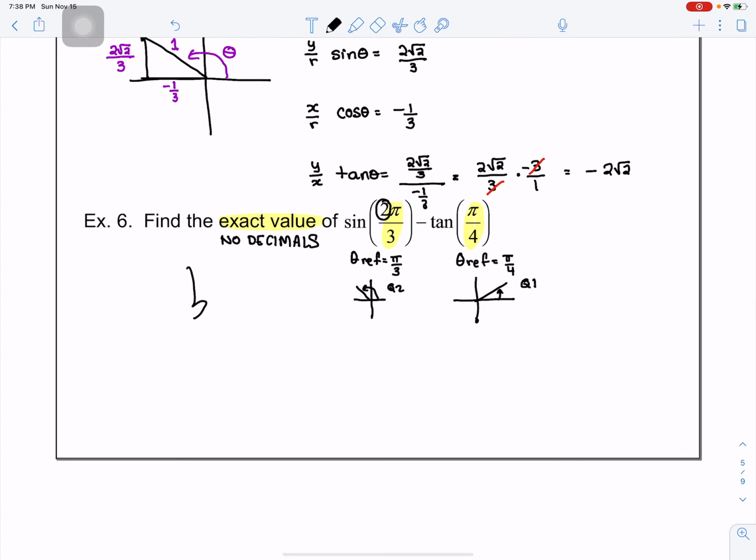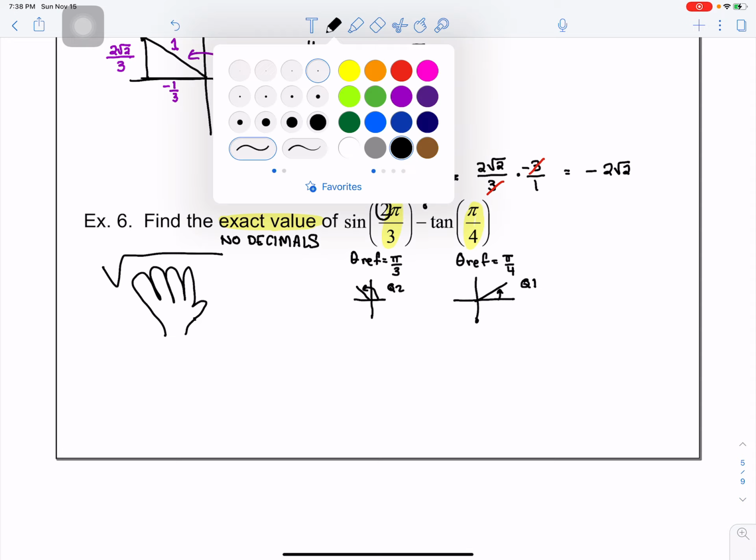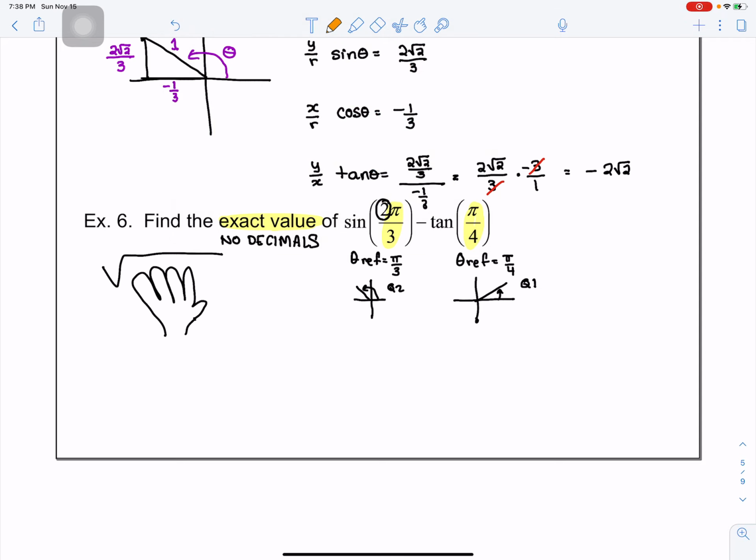What I'm going to do is draw my fingers out to help me remember what is the sine of pi over 3. So pi over 3 is 60, so 0, 30, 45, 60. I put my 60 finger down, and then because I'm only asked for the sine, I'm only going to read off my sine fingers. 1, 2, 3. So root 3 divided by 2, my palm. And then in quadrant 2, sine is positive.